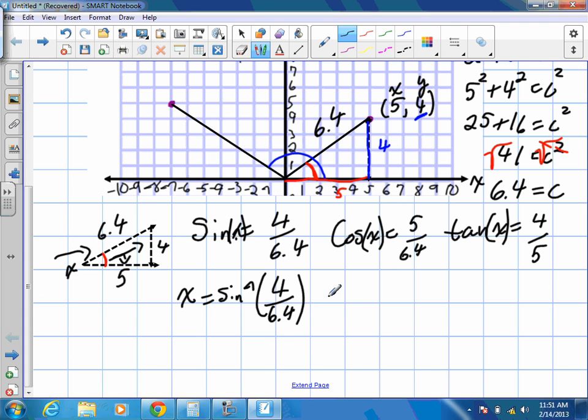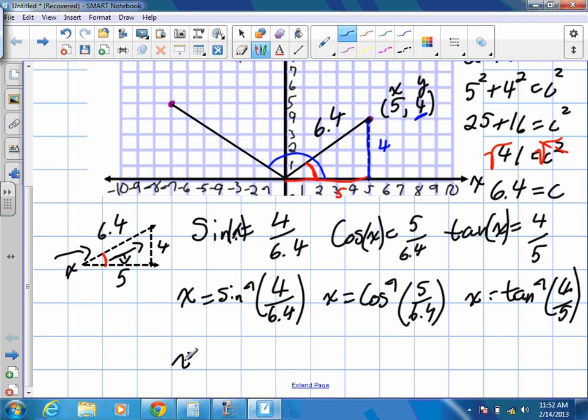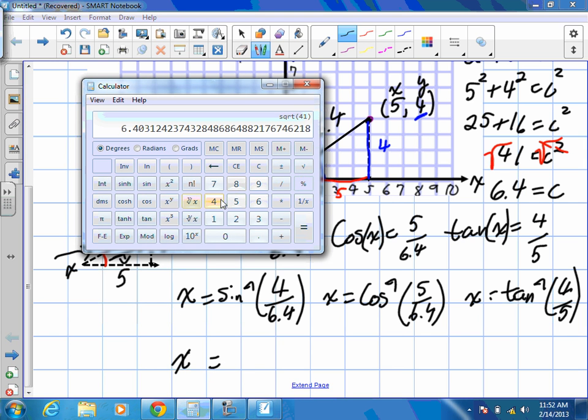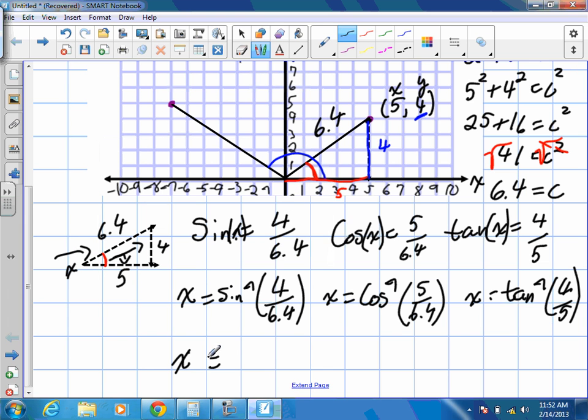X is equal to cos inverse 5 over 6.4, and x is equal to tangent inverse 4 over 5. Who can tell me what at least one of them is equal to? Okay, we'll do one of them for you guys. 4 divided by 6.4 equals, and then I do sine inverse, 38.68. So approximately 37 degrees. Okay?